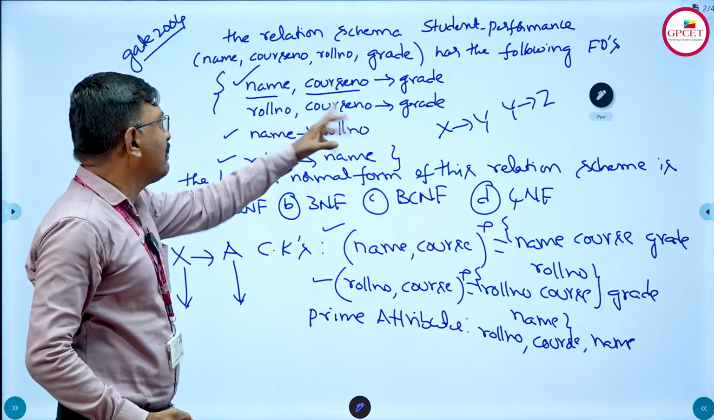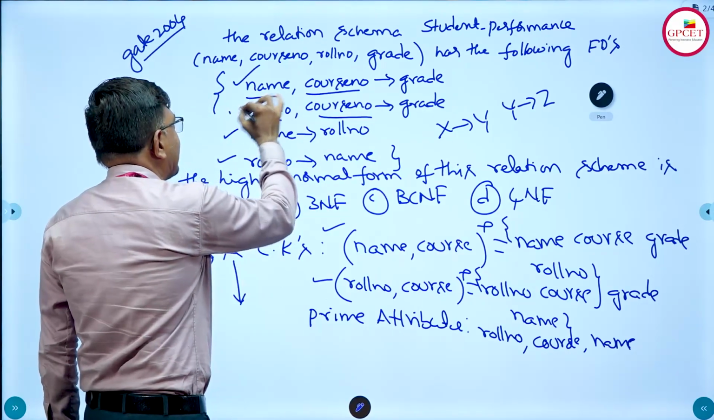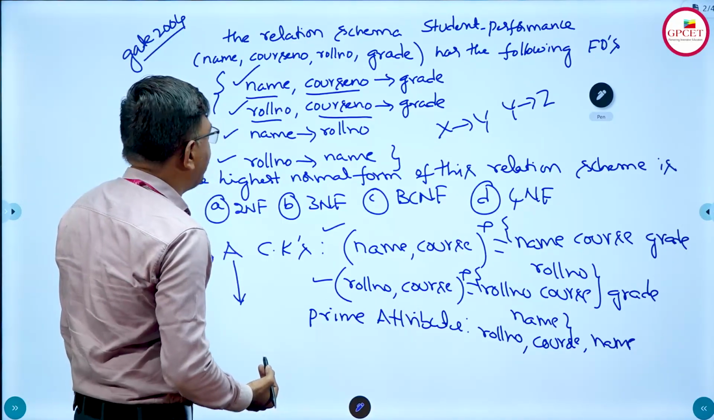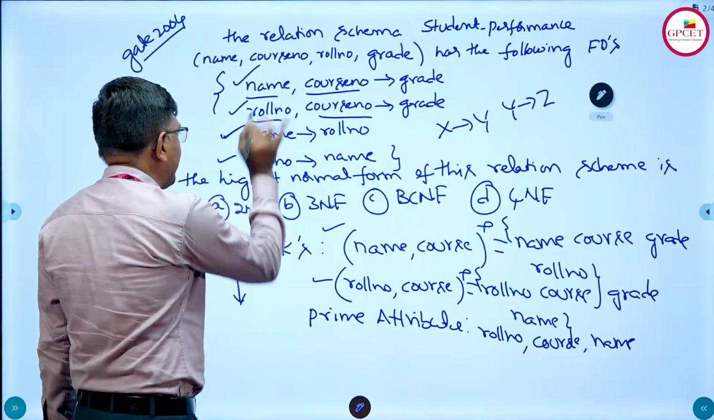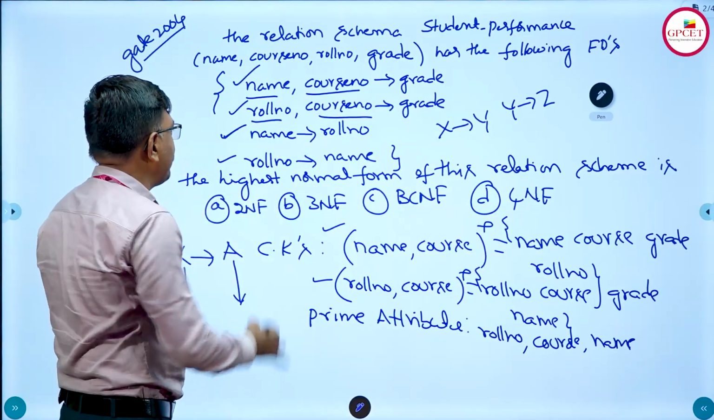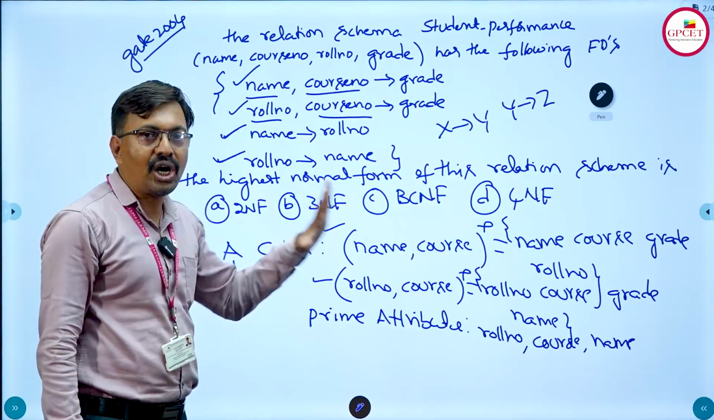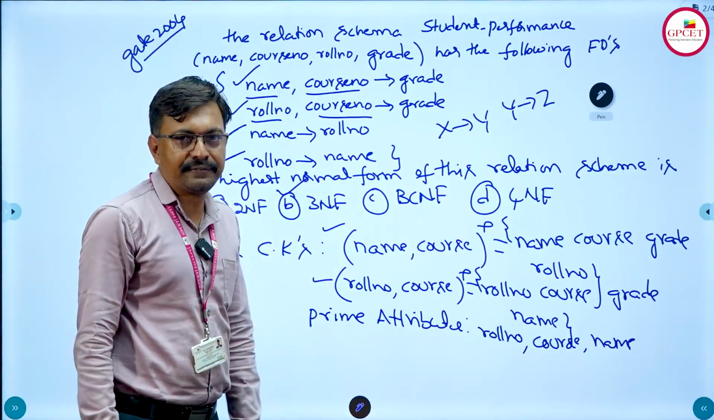Second one, roll number comma course number. Why? Because roll number and course number also form a candidate key. Whereas name tends to roll number: what is that? Name is a prime attribute on the left-hand side, so 3NF is satisfied. Roll number tends to name: roll number is a prime attribute. That's why the given relation R is in the third normal form. The correct option is B, 3NF.